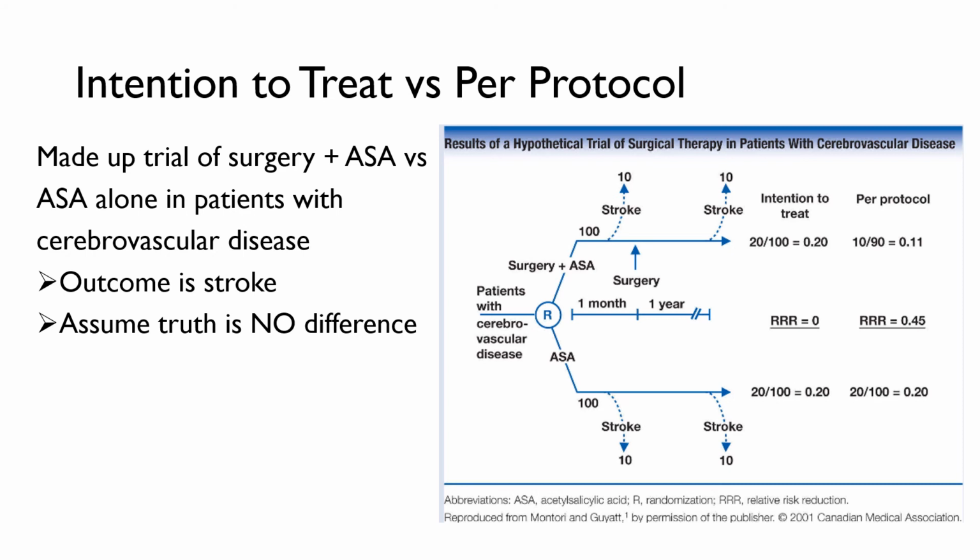If we were to analyze this by per protocol analysis, we would say, hey, you guys didn't get the intervention here in the surgery arm. So you 10 that had the stroke are out. We're not going to include you in our denominator. We're not going to include you in our numerator.